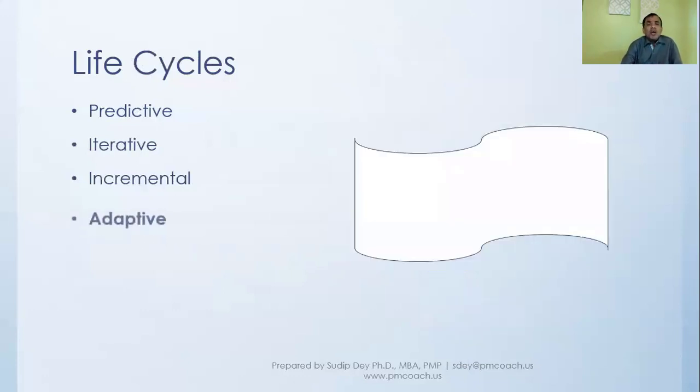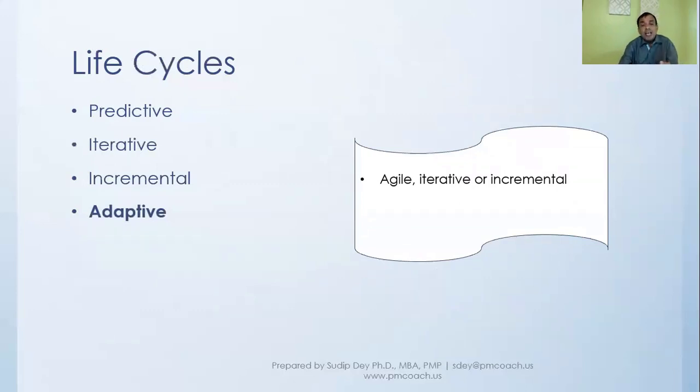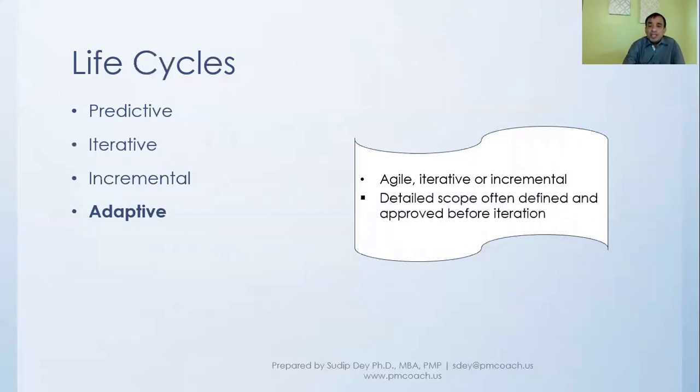Compared to this incremental, we also have something called adaptive. When we say adaptive, it really means agile, iterative, or incremental. And agile really is iteration with a much shorter time period. So that's what will be agile. And so when we say adaptive, it can mean agile, iterative, or incremental.